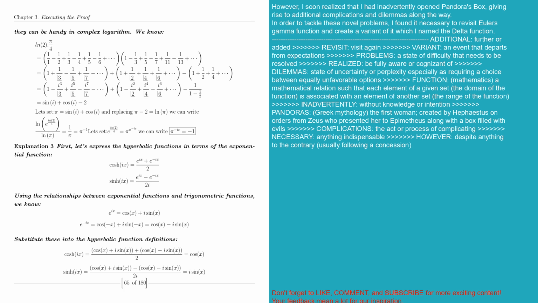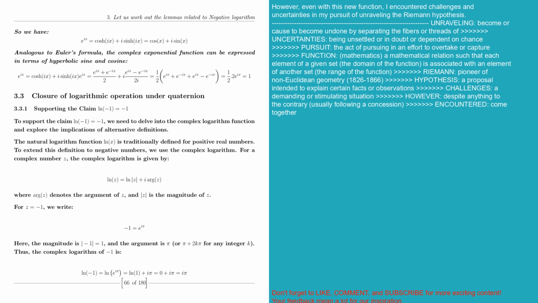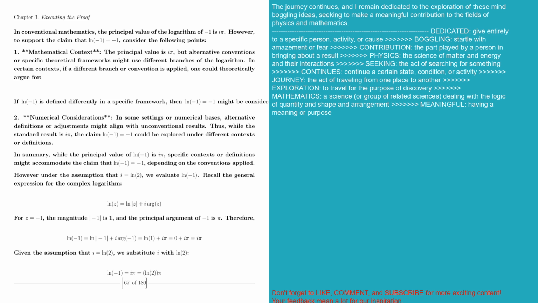However, I soon realized that I had inadvertently opened Pandora's box, giving rise to additional complications and dilemmas along the way. In order to tackle these novel problems, I found it necessary to revisit Euler's gamma function and create a variant of it which I named the delta function. However, even with this new function, I encountered challenges and uncertainties in my pursuit of unraveling the Riemann hypothesis. The journey continues, and I remain dedicated to the exploration of these mind-boggling ideas, seeking to make a meaningful contribution to the fields of physics and mathematics.